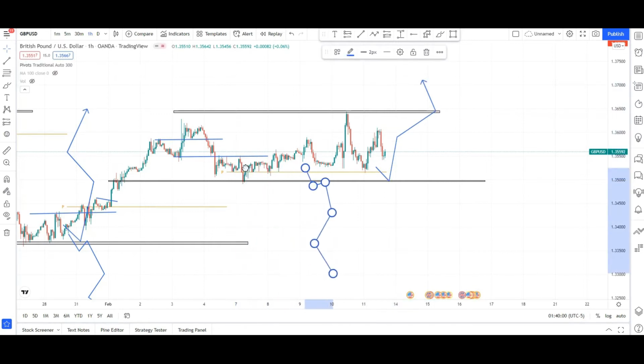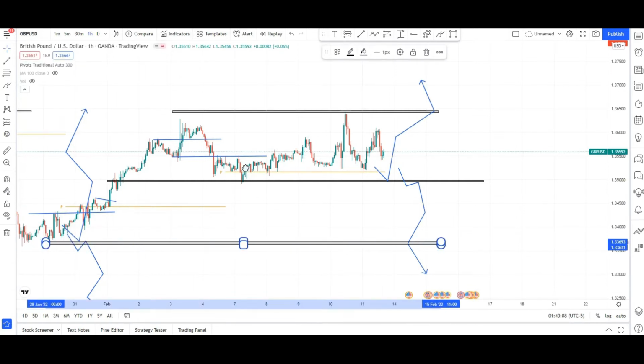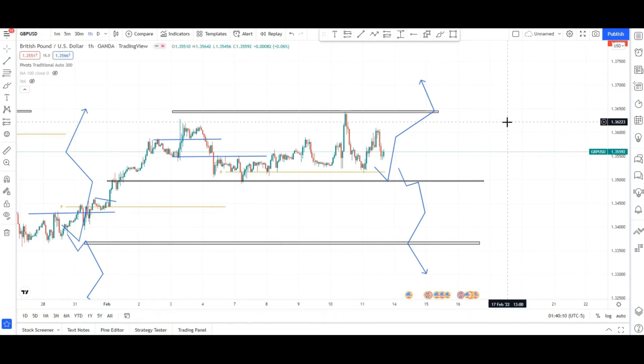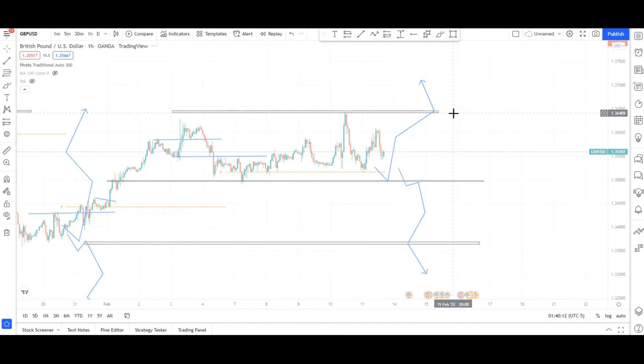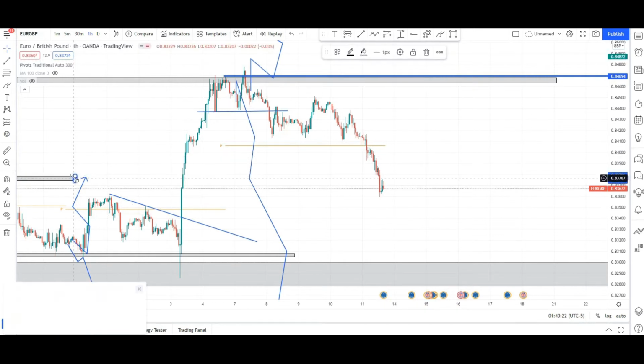Okay guys, these remain the same because it doesn't break and it is only in a consolidation phase. So whenever it breaks upside or downside, it will give us very nice momentum. Okay guys, in Euro GBP you can see that it broke and gave us a nice two targets. Okay guys, right now it is acting as one of the resistance areas.